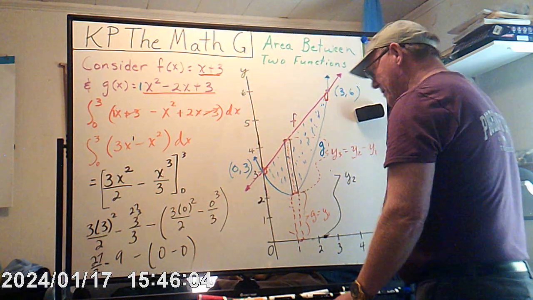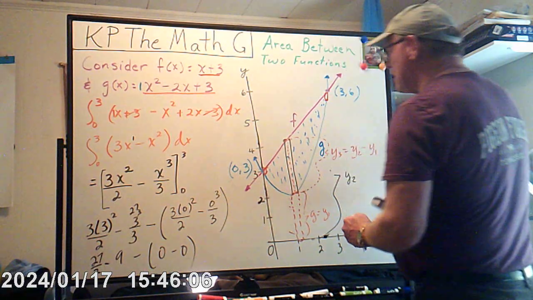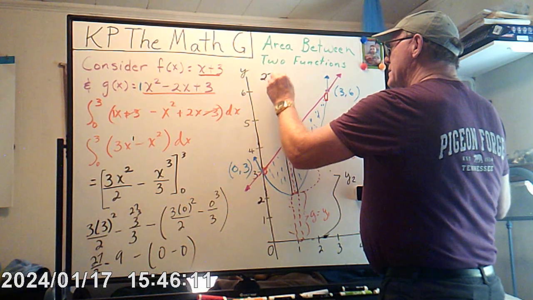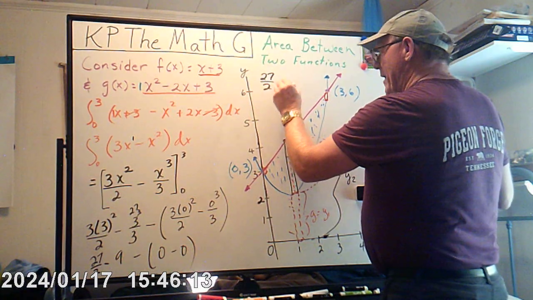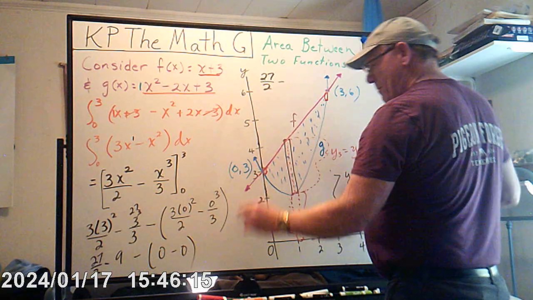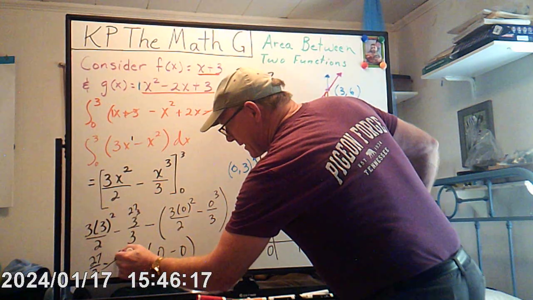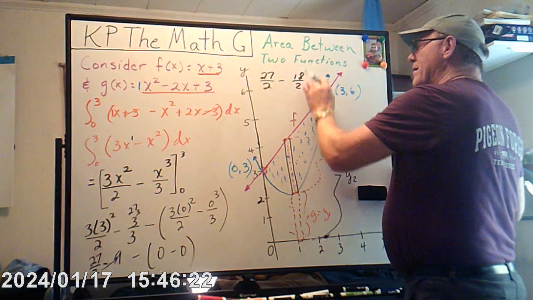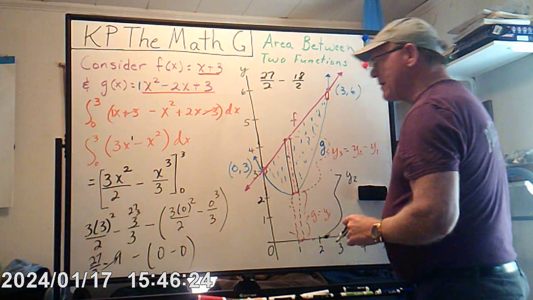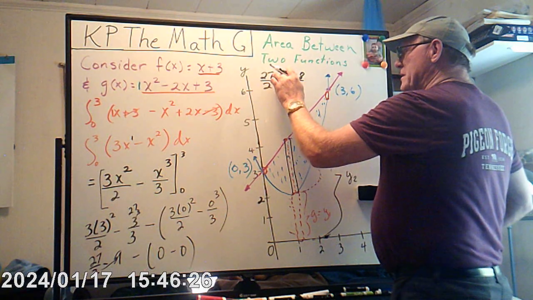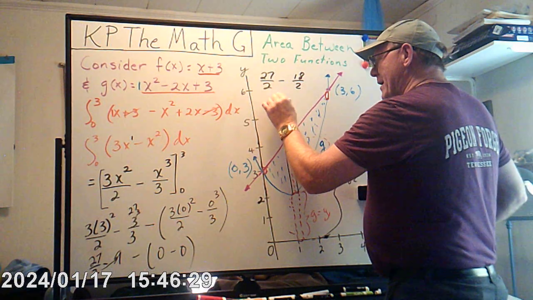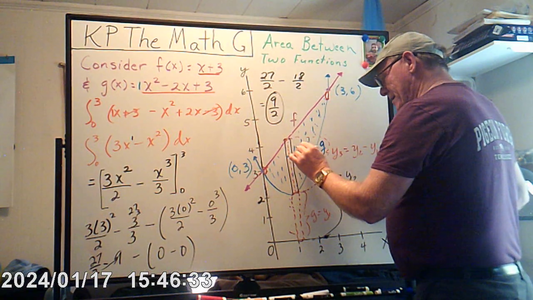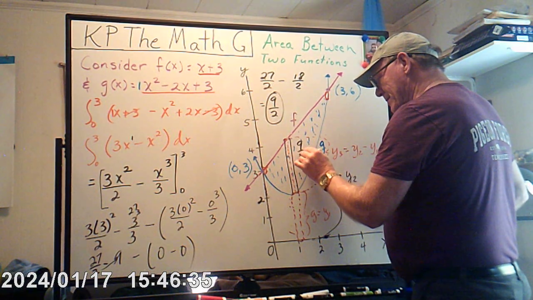Alright, so now let's figure it out. I have 27 over 2 minus 9. Alright, now remember 2 times 9 is 18. Alright, so 18 over 2, that's another way of writing 9, right? Okay, so 27 minus 18, that's 9, so 9 over 2. Now this area is 9 over 2.